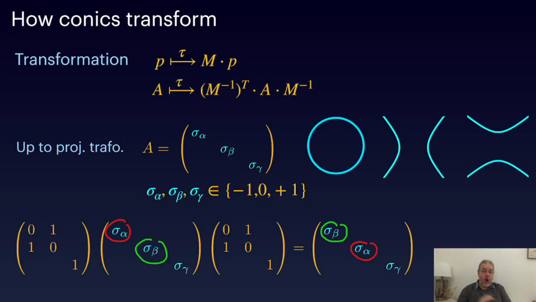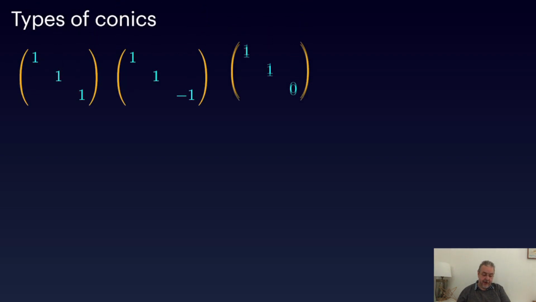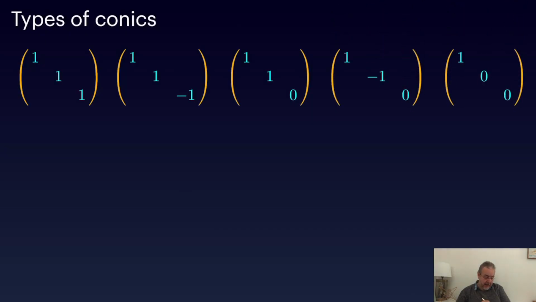So if we take all that together, we find that if we want to do a classification of types of conics, up to projective equivalence, we are left with only 5 different cases, and they come from the different sorted distributions of zeros, ones, and minus ones in our matrix. So here are the 5 types that we get. So it's the matrix all one, then 2 identical signs, 1 opposite sign, 2 identical signs and a 0, 2 opposite signs and a 0, and 1, 1 and 2 zeros.